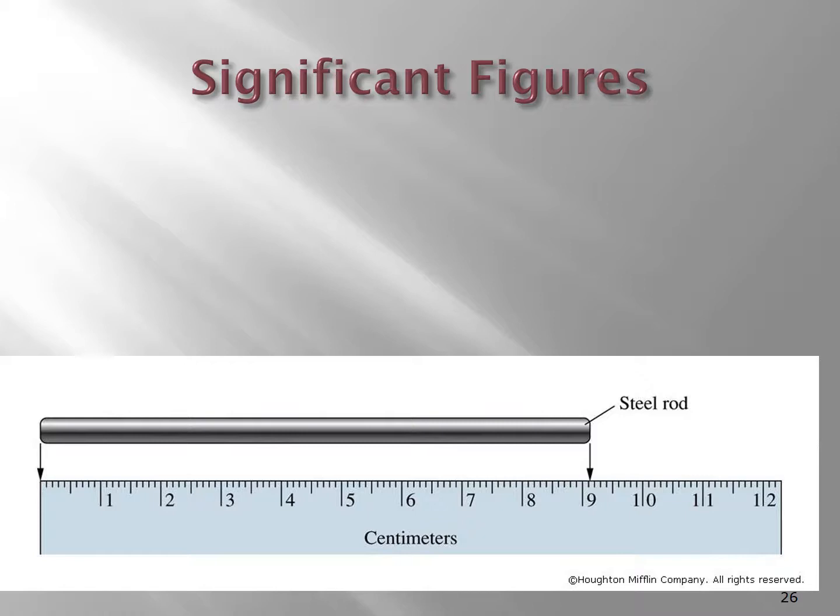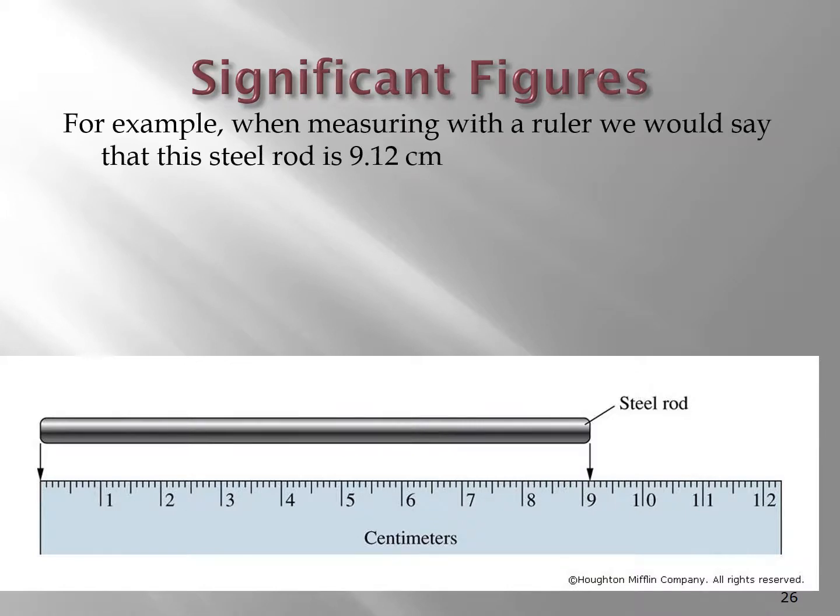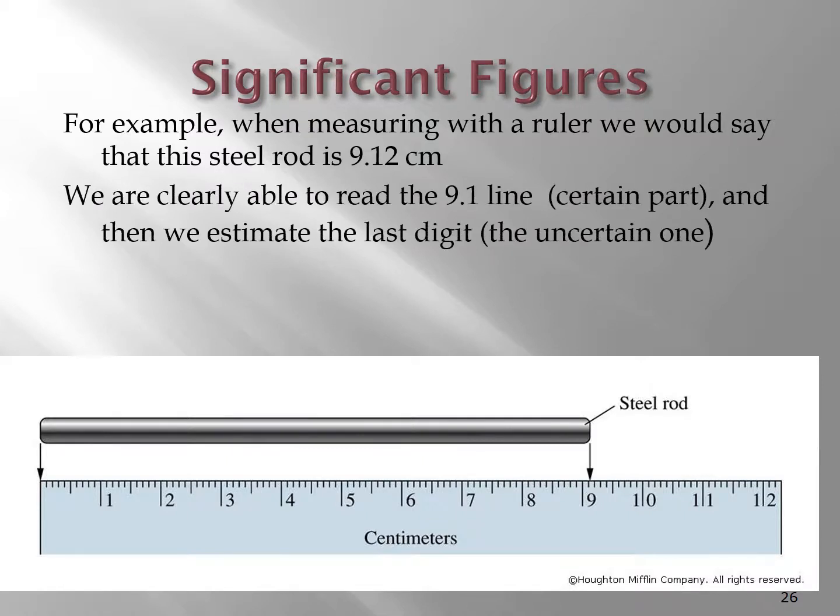So that one is probably maybe 9.13, something like that. Someone else might come along and say, oh, well, I think it's 9.12. So that's where the uncertainty comes along, that last digit. So 9.12 is how this measurement would be written, with 3 significant figures, because you want to indicate that one last measure of uncertainty. Okay, so that's what I'm saying.